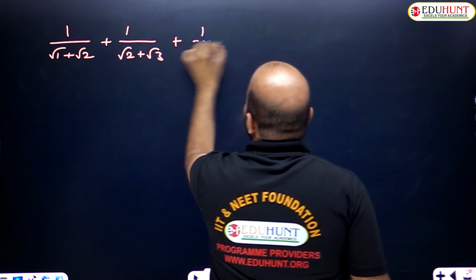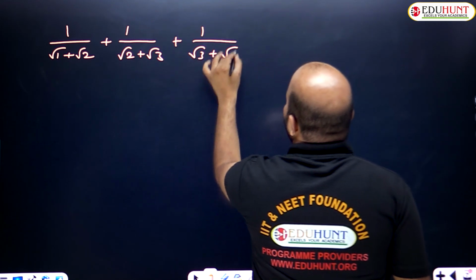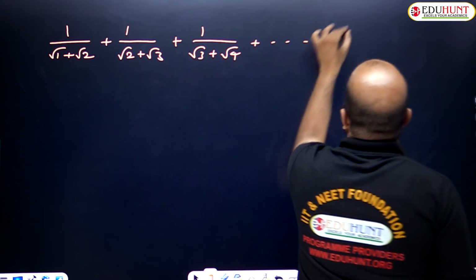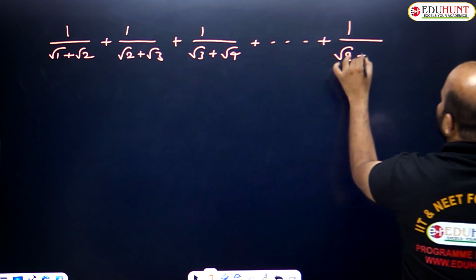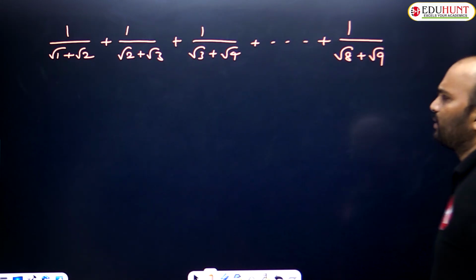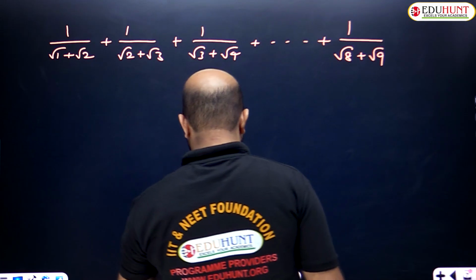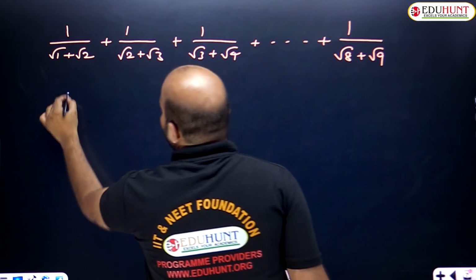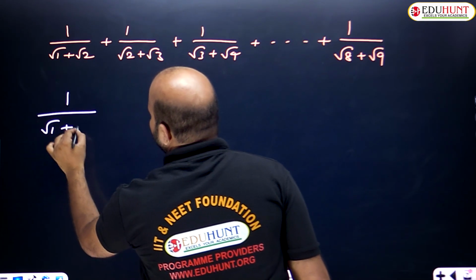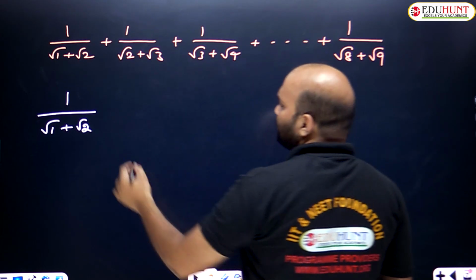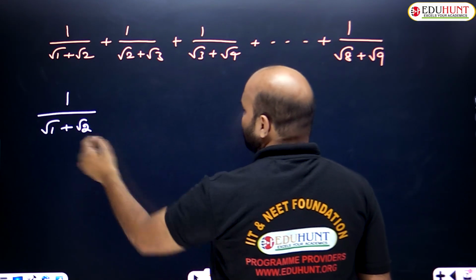Again 1 by root 3 plus root 4 and so on up to 1 by root 8 plus root 9. This is a given equation. How are you going to simplify that given equation? So clearly we need to understand what is given. First term: 1 by root 1 plus root 2. According to rationalization, we rationalize the denominator.